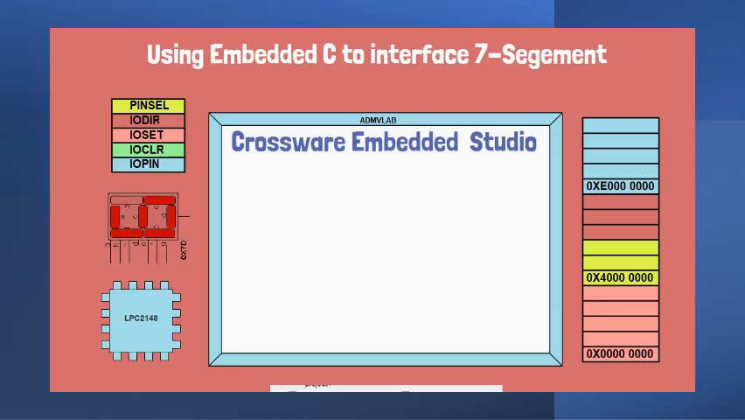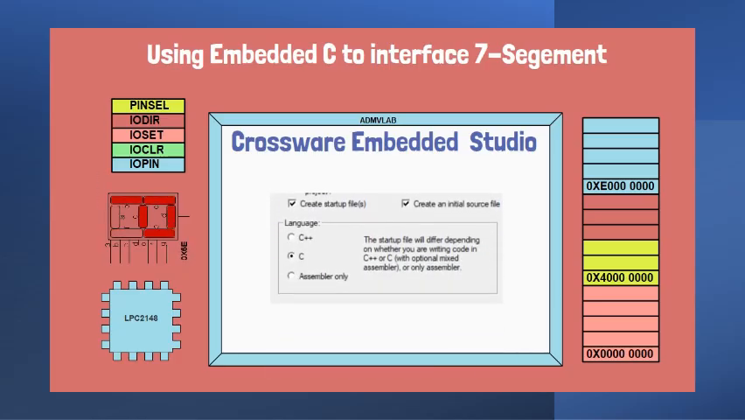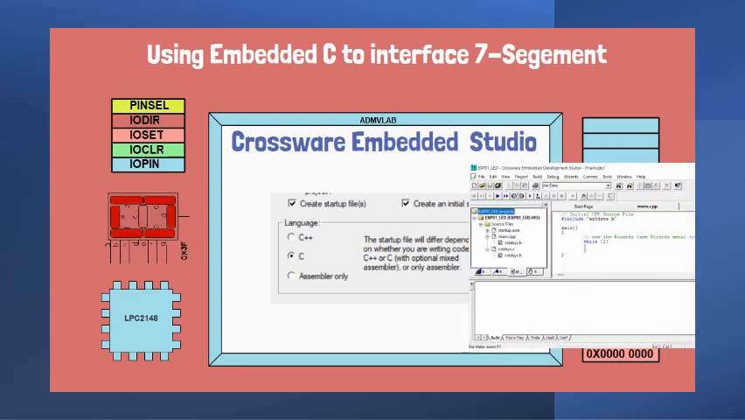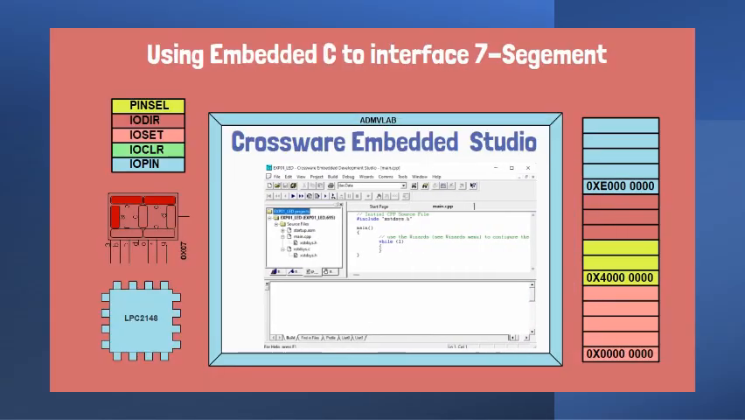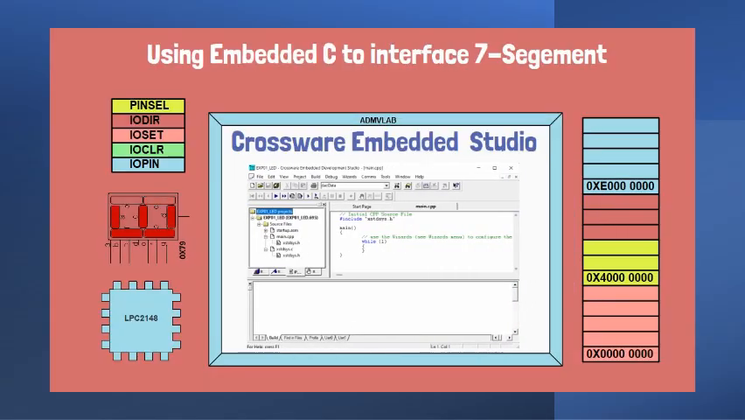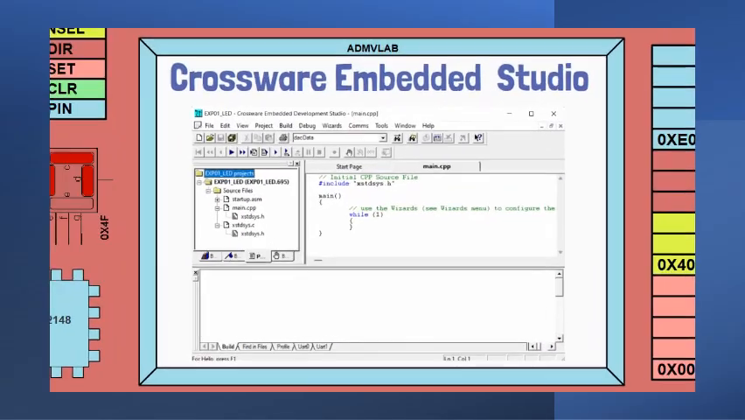Click OK to continue. The last dialog box selects the programming language and adds startup file to the project, if needed. The Embedded Studio then creates the startup file, a skeleton C program, and adds them to the project.